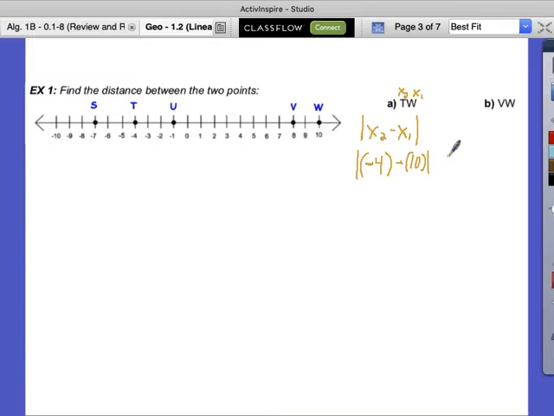Right? So what's negative 4 minus 10? 6. Wait, so are these? So when it's a negative getting smaller, Tyler? Negative 14. Negative 14. Negative getting smaller.